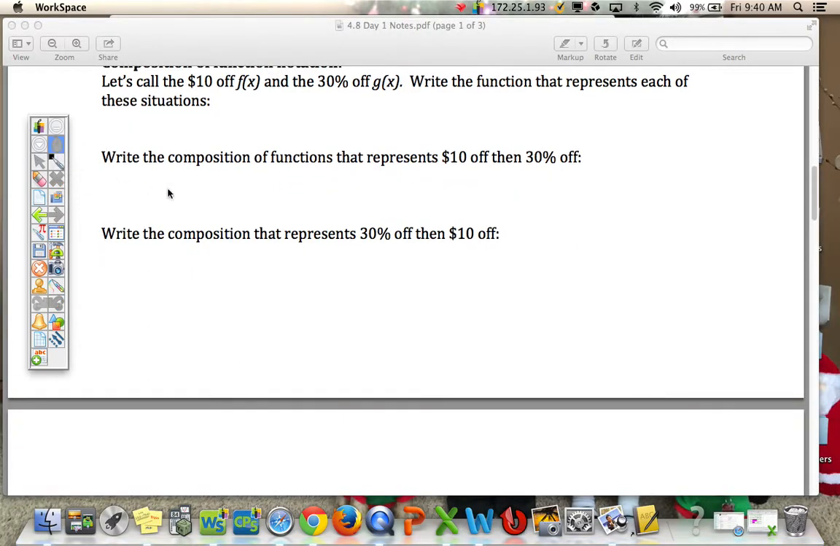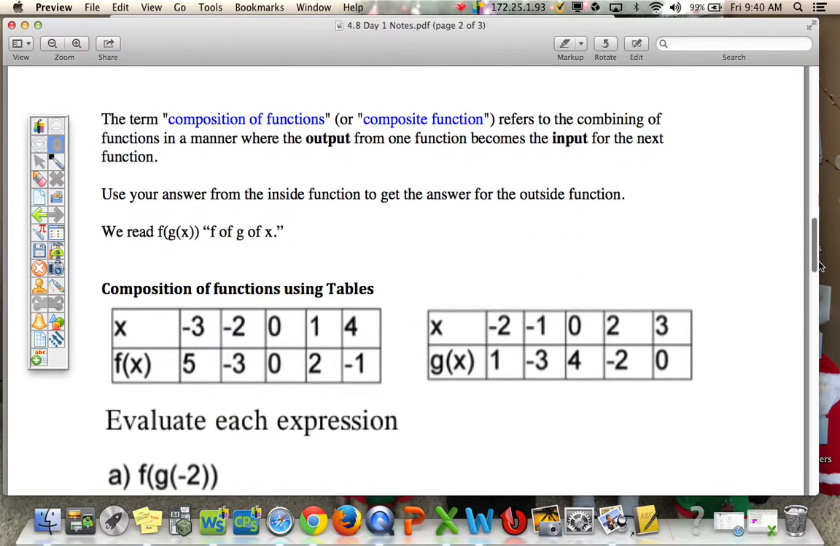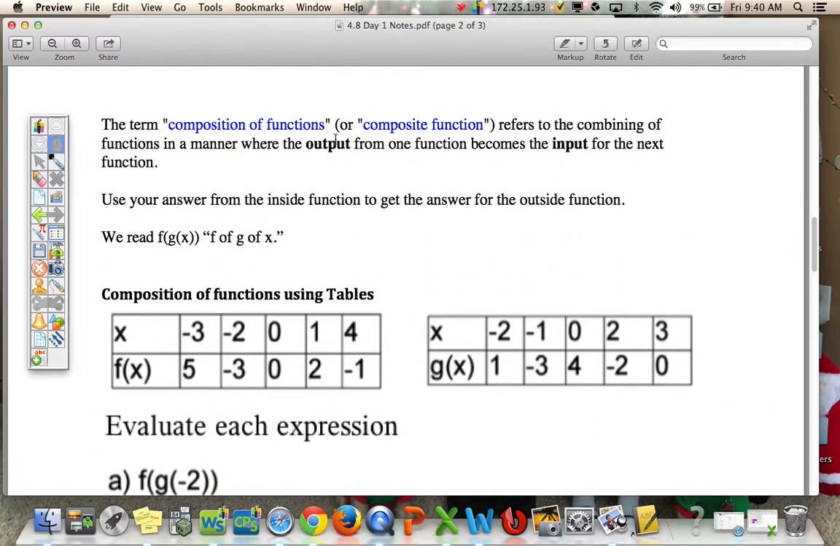All right, so let's define composition of functions. Okay, so the term composition of functions or composite functions refers to the combining of functions in a manner where the output from one function becomes the input for the next function. So we're looking at two functions, using the answer for one to find the answer for the next one. So this is how I think about it. Use your answer from the inside function to get the answer for the outside function.